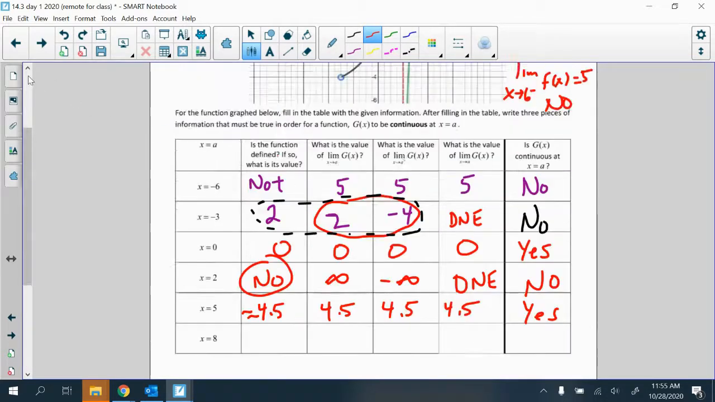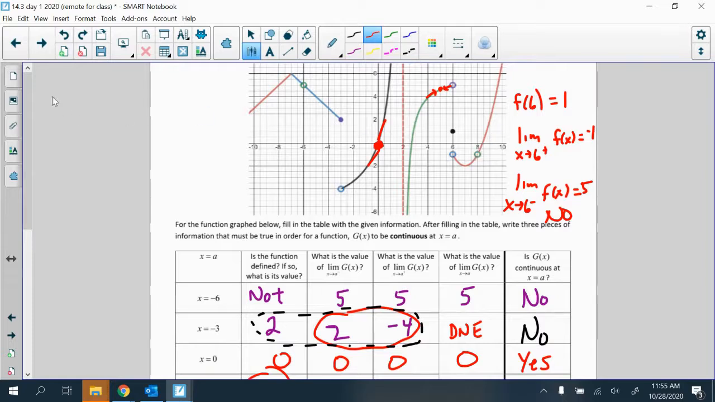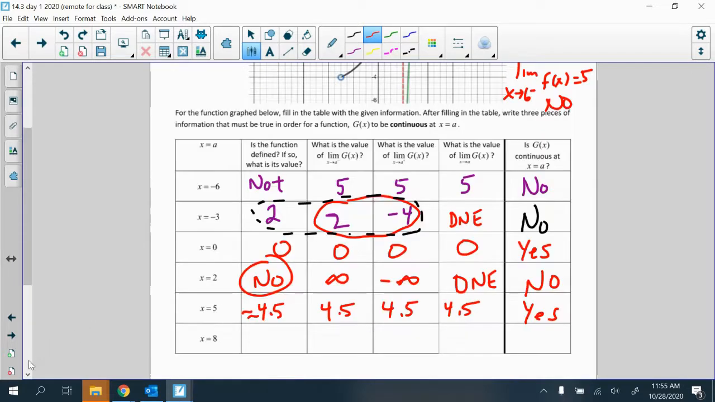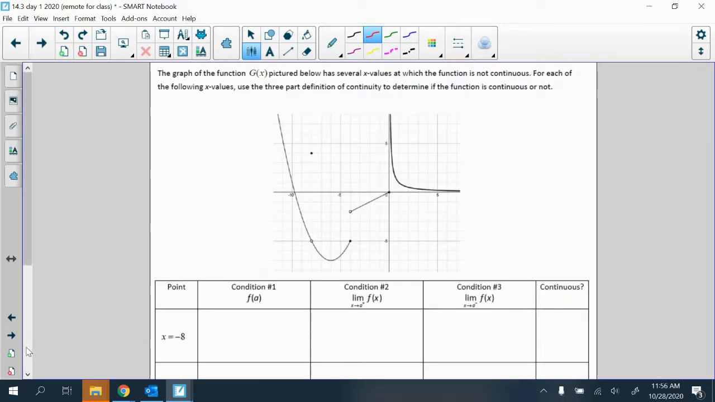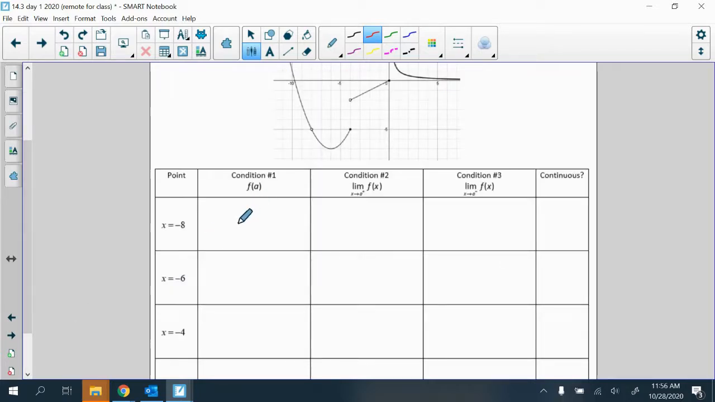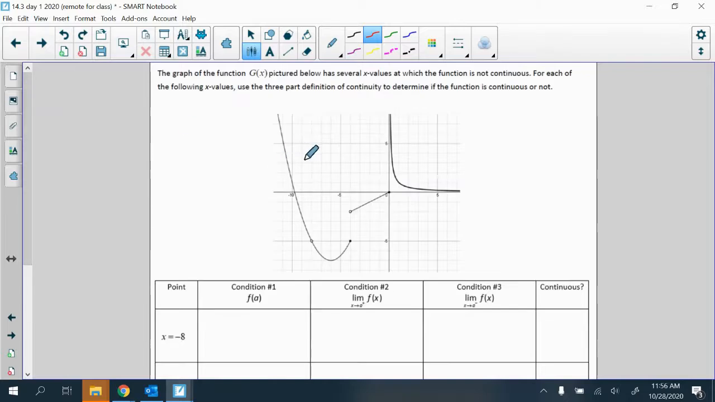Then we also have 8 that we have to deal with. At 8, we have a hole, it appears, and it's just like this thing at 6 or -6. So -1 is the limit, but the function does not exist, and therefore it is not continuous. Okay, we have a couple more things. If we think about this graph, at -8, the value of the function is 4, but from the right and the left, the limit is -5, so it's not continuous.